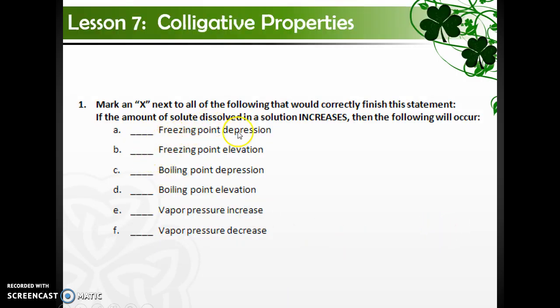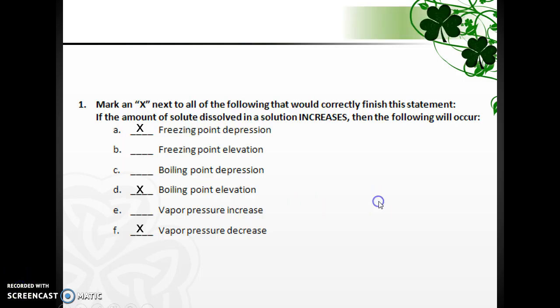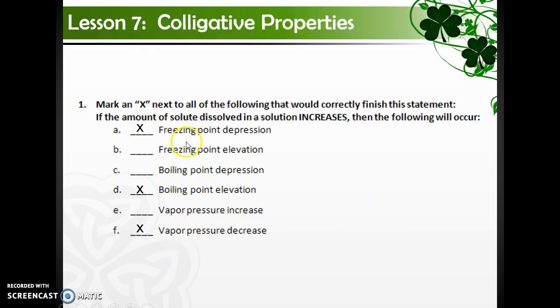Alright, so what you want to do now is mark an X next to all of the following that would correctly finish this statement. If the amount of solute dissolved in a solution increases, then the following will occur. So these were those colligative properties that we talked about. So what will happen if you have more solute? So if you add more solute to your solution, you'll experience a freezing point depression. That means that your freezing point will lower. Think about why we use salt on the streets in the winter. You'll see a boiling point elevation, so your boiling point will increase, and you'll see a vapor pressure decrease.